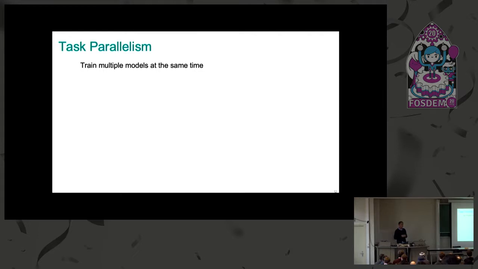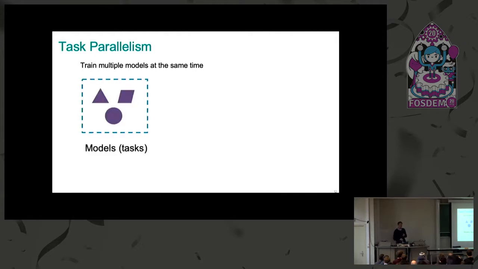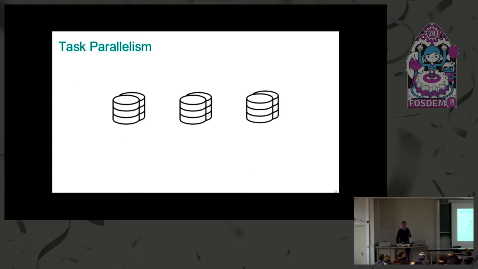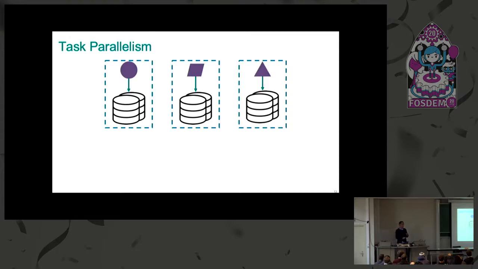Task parallelism: now we want to train multiple models at a time because we've got a big cluster to work on. So what we do is we have a bunch of models we're interested in, say those 256 we looked at. We replicate our data on each machine. So you copy your data into each machine. And once you've done that, here we have our data copied on each machine. We move one model to that machine. And then we do the steps we showed on the previous slide. We train that for multiple iterations and we get a model.